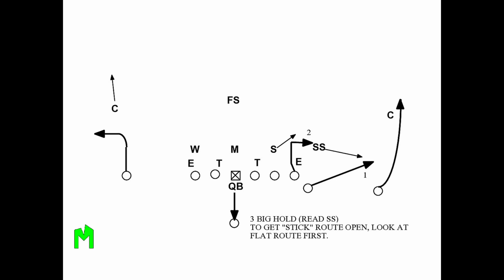This stick read diagram shows the quarterback taking a 3 big step drop, reading the strong safety to open the stick route. The QB looks at the flat route first to manipulate the defender, creating space for the stick route to develop as the primary target.